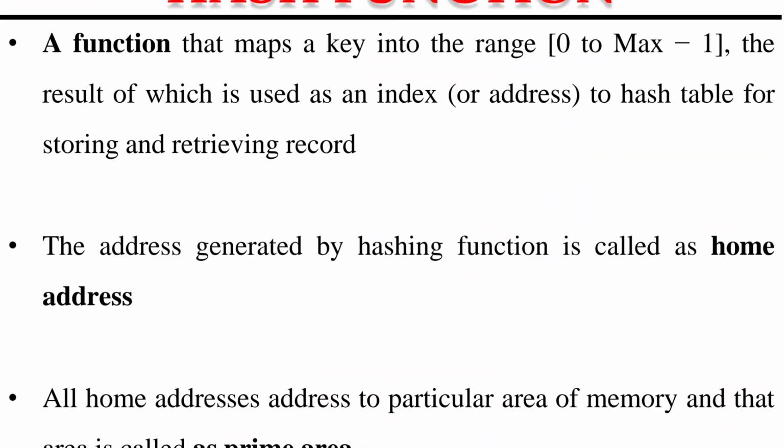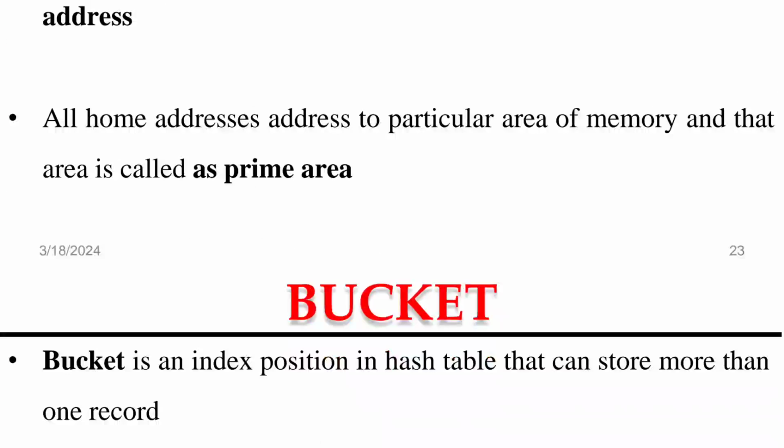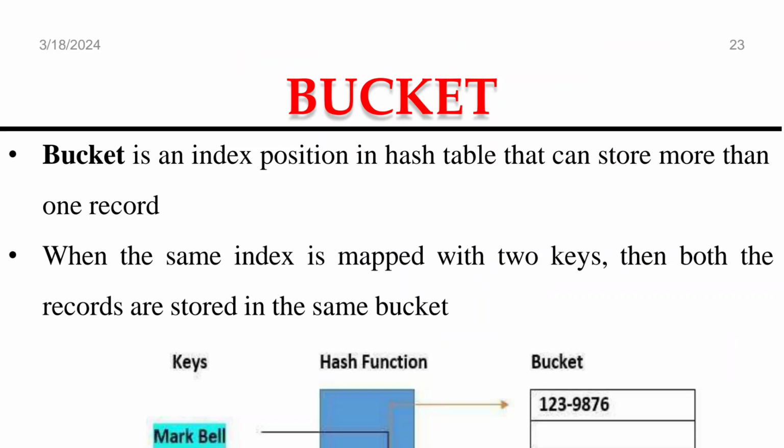The result of which is used as an index, as I said, to the hash table for storing and retrieving the record. The address generated by a hashing function is called the home address. So whatever address is generated using the hash function, we call it a home address. Then all the home addresses map to a particular area of memory, and that area is called the prime area. We are specifying those elements in the hash table with the help of the index, which is a part of the memory. So this is all about your hash function.